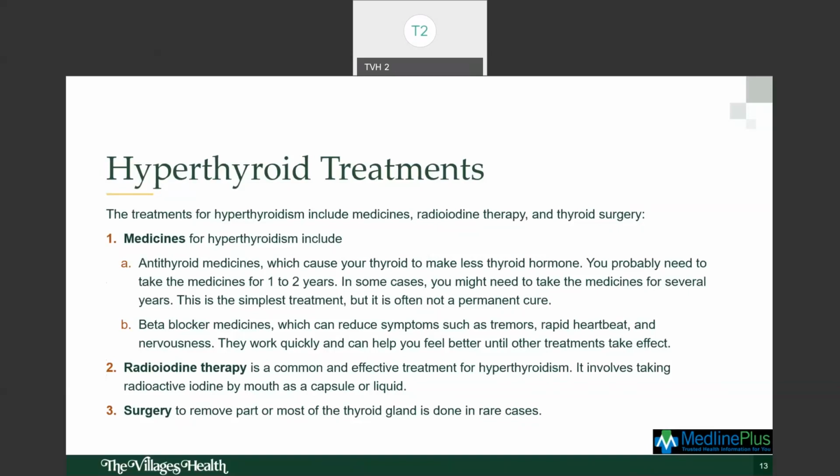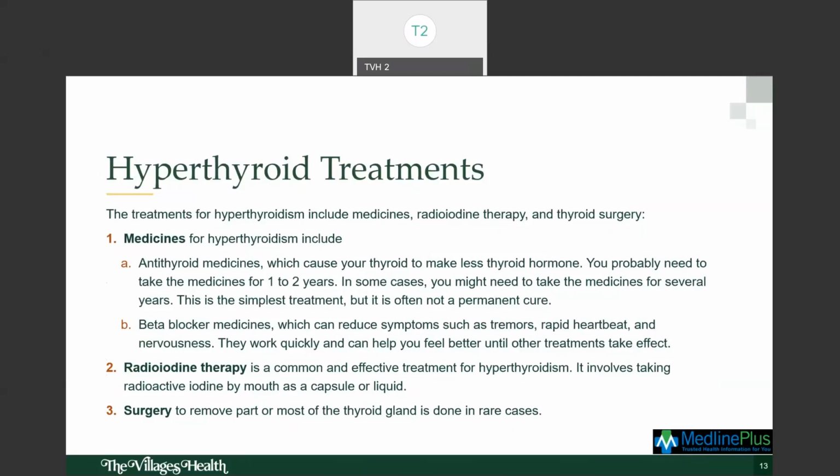Another medication that can be given for hyperthyroidism is beta blockers. These can reduce some of the symptoms you're experiencing, like hand tremors, fast heartbeat, and nervousness. They work fairly quickly and can help you feel better until the other treatments take effect. So they may give you an anti-thyroid medication as well as a beta blocker if your symptoms are more severe. The beta blockers slow your heart rate and calm you down a bit, and they work more quickly than the anti-thyroids would.